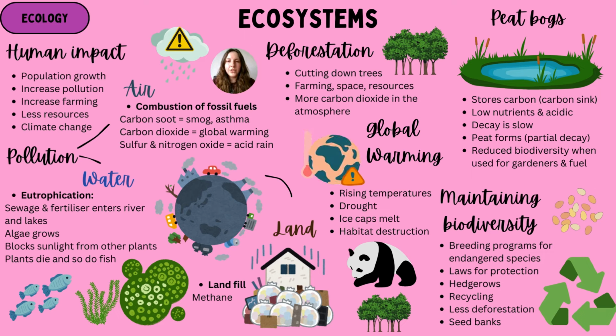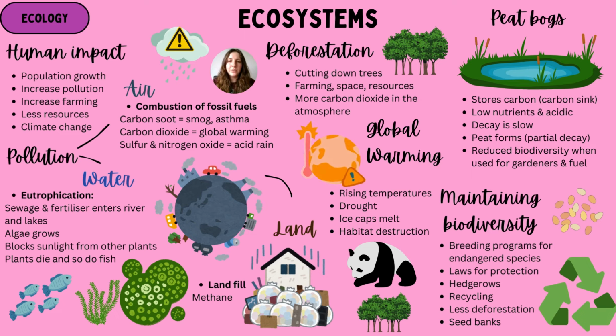We also have air pollution. So the combustion of fossil fuels will lead to things like carbon soot. If it's incomplete combustion, this will lead to things like smog and asthma and other health respiratory conditions. We also have carbon dioxide that's released in the case of combustion if it is complete combustion, and this can lead to global warming as carbon dioxide is a greenhouse gas. It traps that heat energy from the sun and warms the climate. We also have sulfur and nitrogen oxide, both of which will cause acid rain, which can cause fish to die and change the pH of lakes and rivers, and also destroy buildings as well and kill trees.